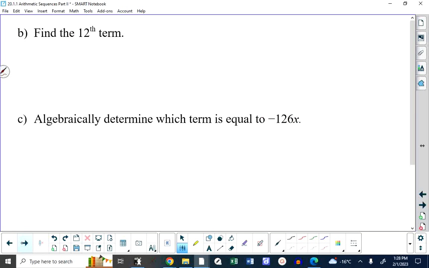B, what's the 12th term? We'll put 12 in for n. I don't know how I can forget things so quickly. Was it 9x minus 5xn? Thank you. So we're just going to put 12 in there.